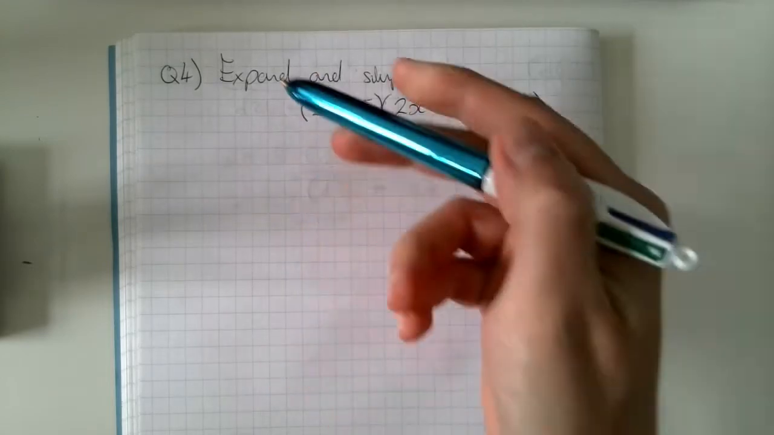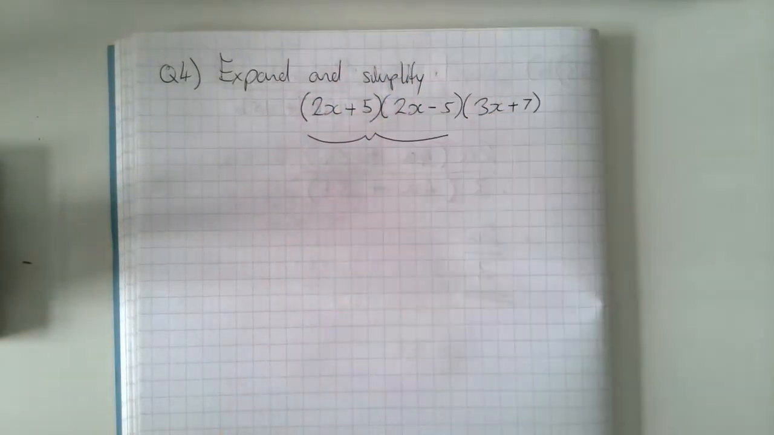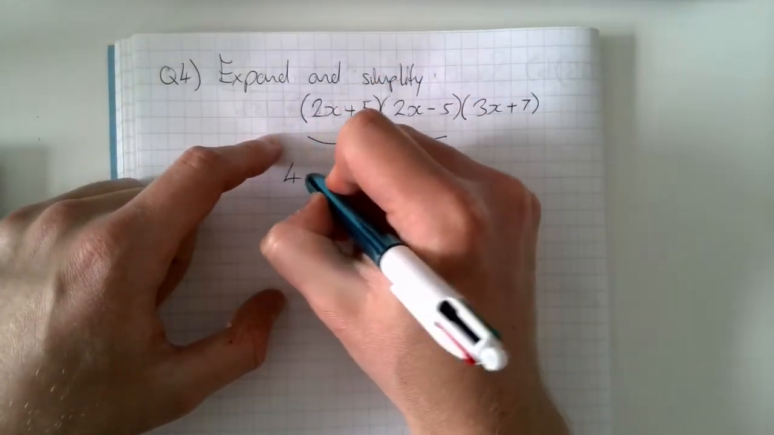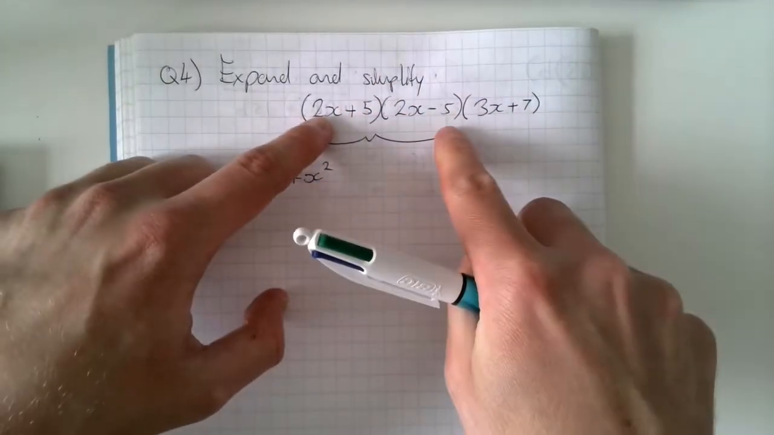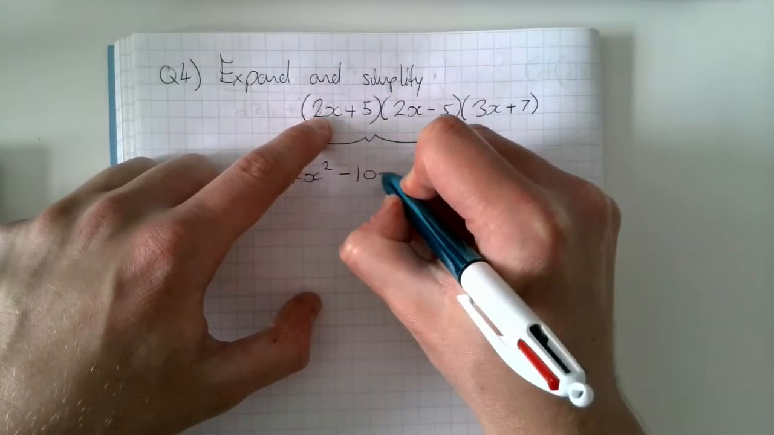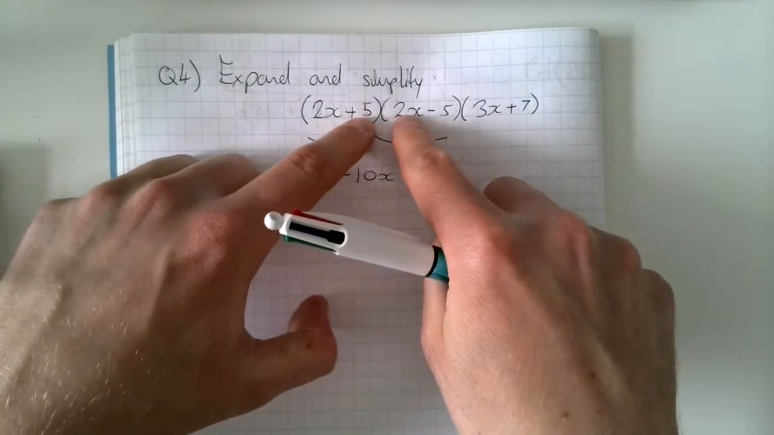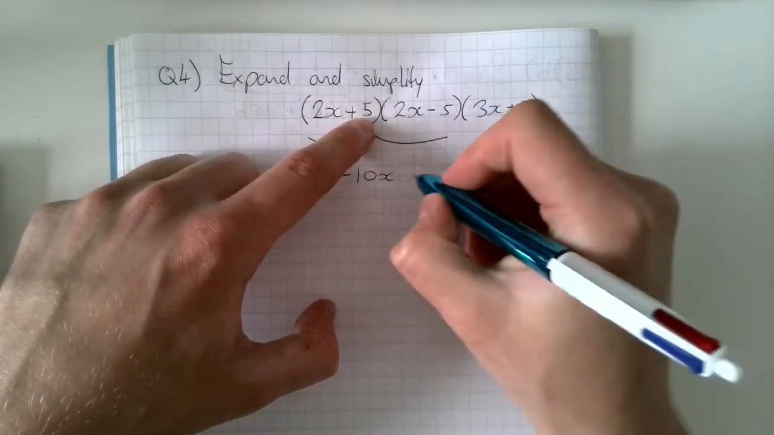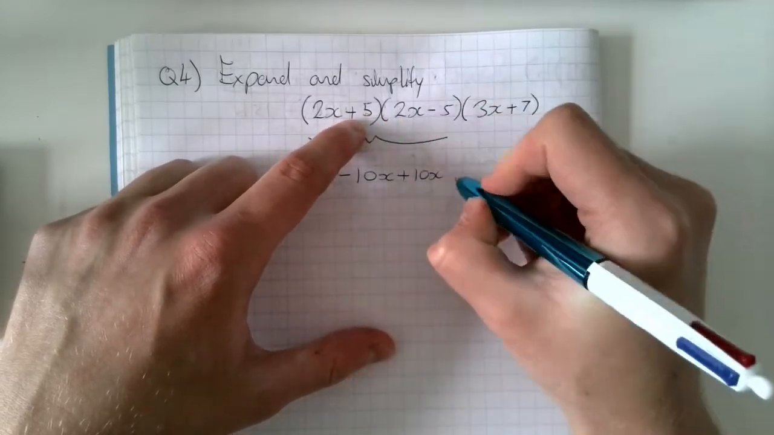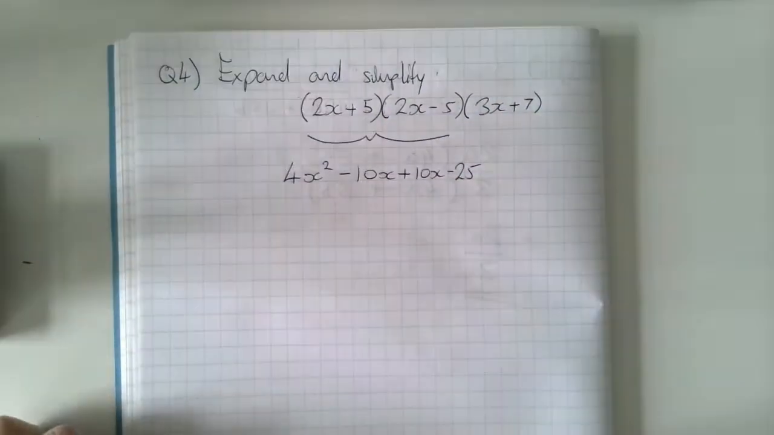So I'm going to expand these 2 brackets first, which will give me, well, 2x times 2x is 4x squared. 2x times minus 5 is minus 10x. 5 times 2x is plus 10x. And plus 5 times minus 5 is minus 25.